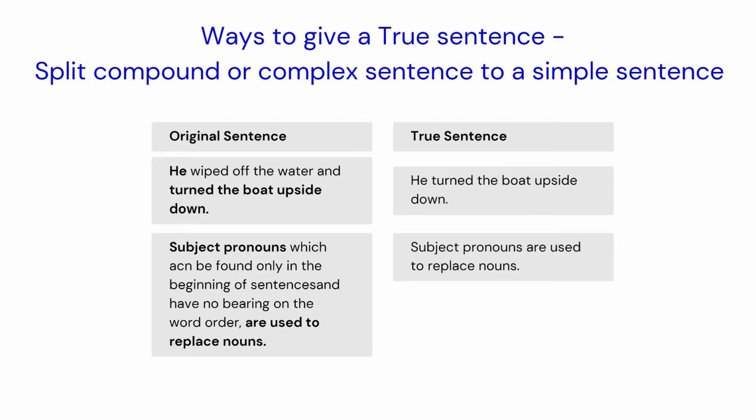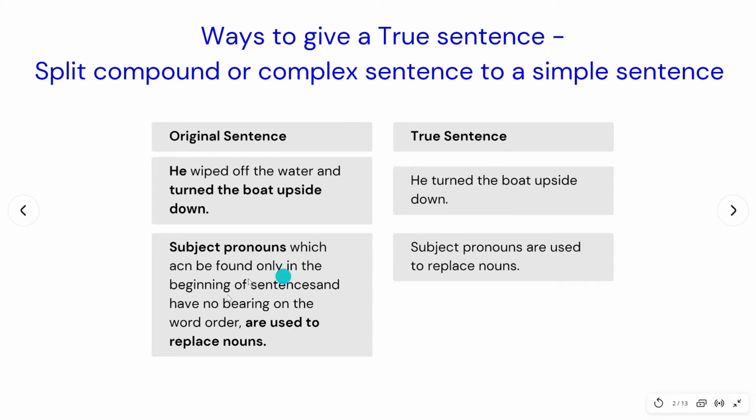Let's see some ways to generate a true sentence. In the chapter there might be a complex sentence or compound sentence like this one: He wiped off the water and turned the boat upside down. And sometimes you can just cut short the sentence into a simpler one: He turned the boat upside down, and you can give this as a true sentence.